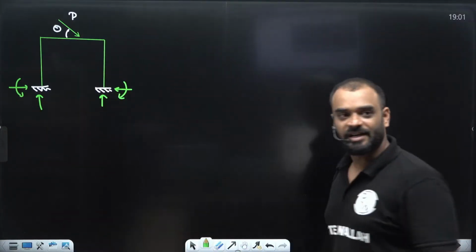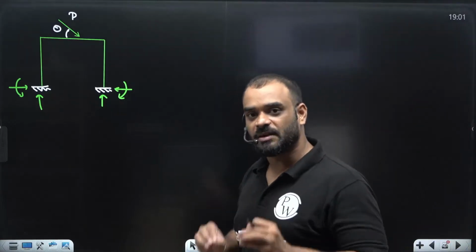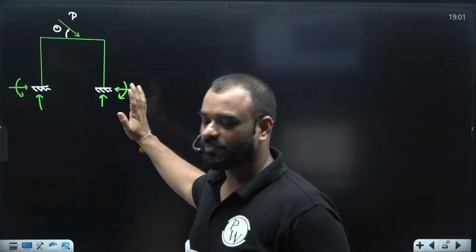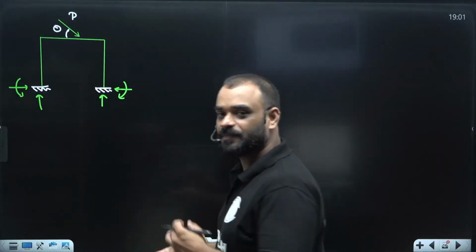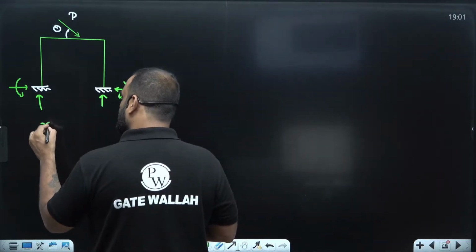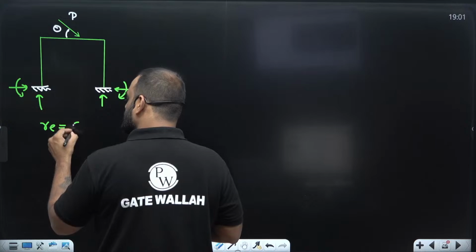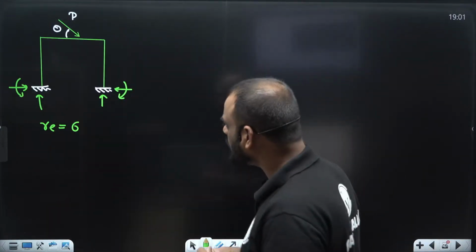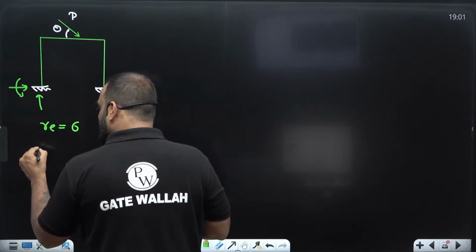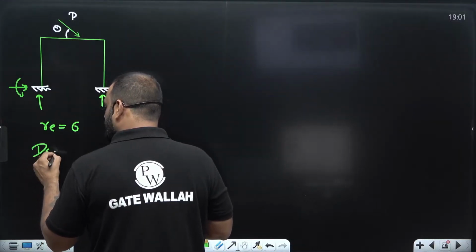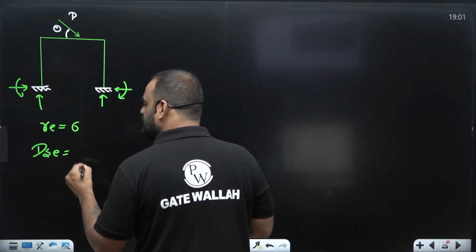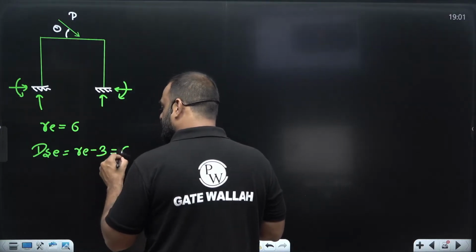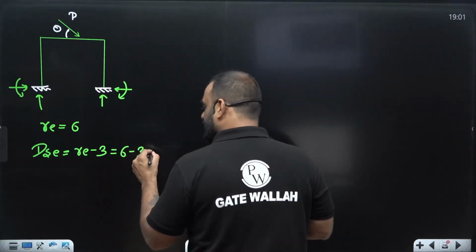So can I say that guys, what is the total number of external support reactions in case of this rigid jointed frame which is developing? How many reactions are there? Re is equal to 6. In this case it is Re is equal to 6. Now tell me guys, what is your general formula? Our general formula is DSI is equal to Re minus 3. So we'll write here 6 minus 3, that is equal to how much?